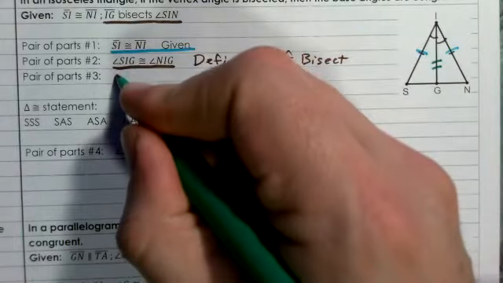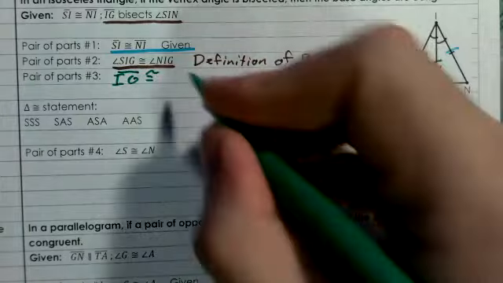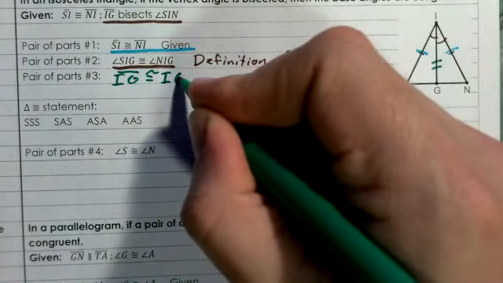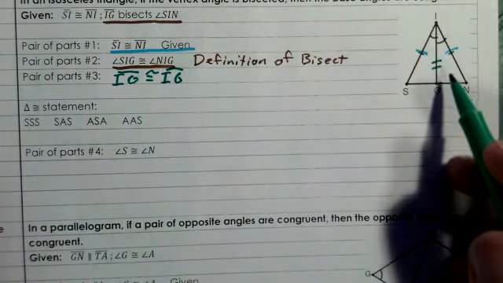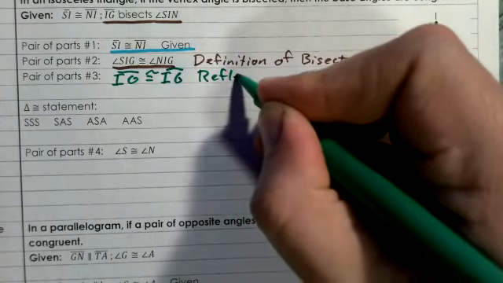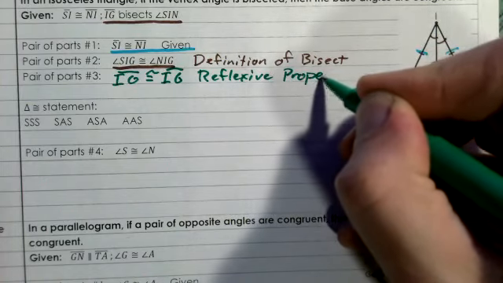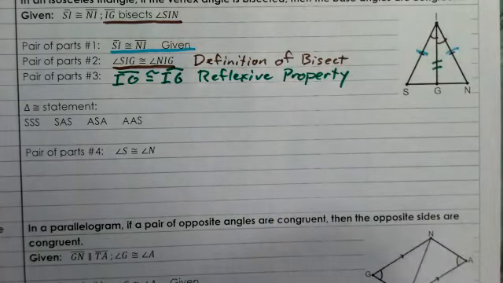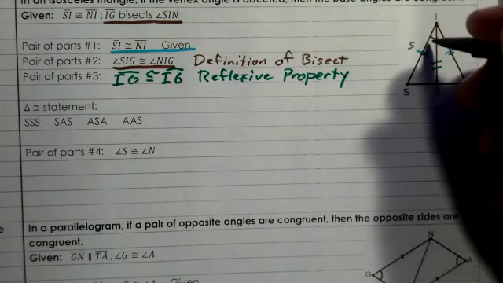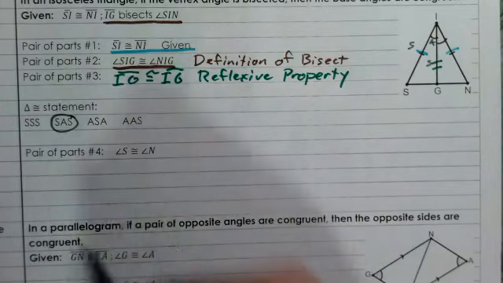We can also say that IG is congruent to IG. That is our reflexive property. All right, and based on that situation, we've got a side angle side. Okay, side angle side. Thank you very much.